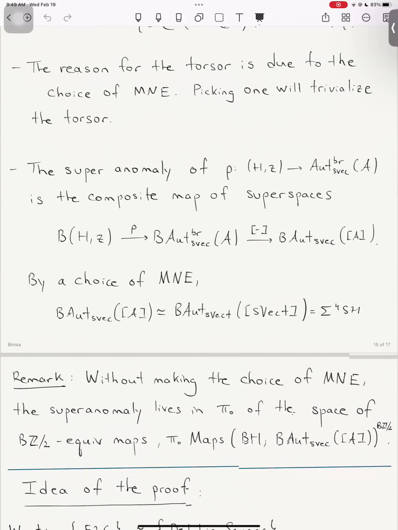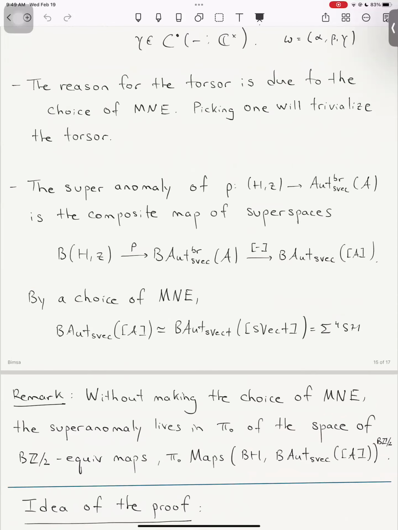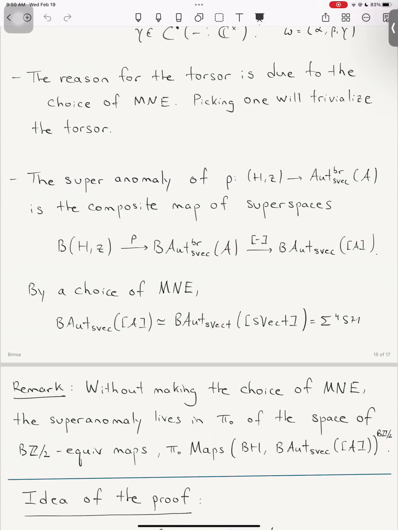And so, right, if you don't make a choice of this M and E, just as a remark, the superanomaly lives in pi 0 of the space of BZ equivariant maps. So really I want to say it's maps from BH into this fancy group down here, but it has to be equivariant with respect to the action of rotation by 360 degrees. So this is a little bit more of a complicated thing to unpack.